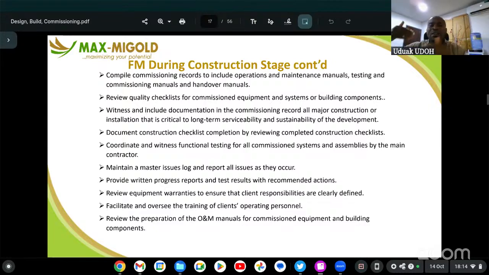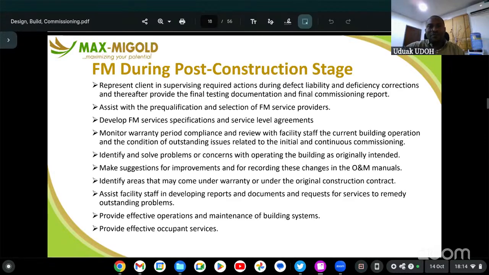So a lot of experience is gained, and you're actually making sure you're operationally ready on site, especially during the construction stage. So what of after construction? We will also see line items on what we need to do. They also assist with the pre-qualification and selection of the FM service provider. So after the construction has been done, now they're thinking of which FM company would maintain this particular building. Should we outsource it or should we have an in-house team? So at that time, you're thinking of selection.